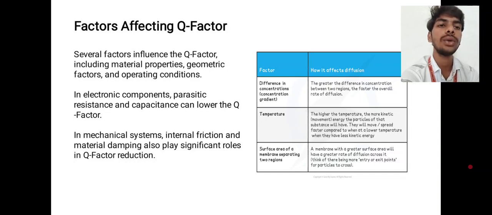Factors affecting Q factor. Several factors influence the Q factor, including material properties and geometry. In electronic components, parasitic resistance and capacitance can lower the Q factor. In mechanical systems, internal friction and material damping also play significant roles in Q factor reduction.